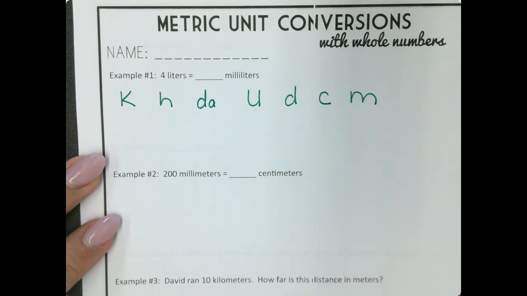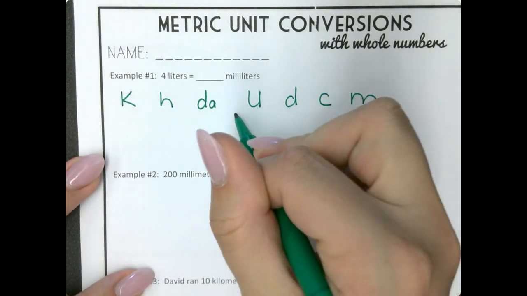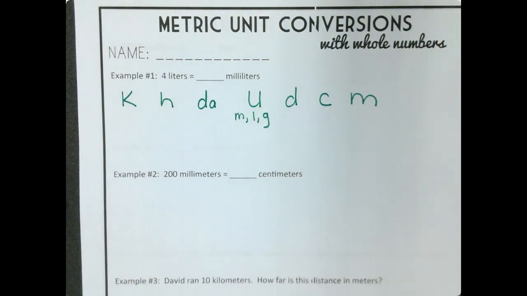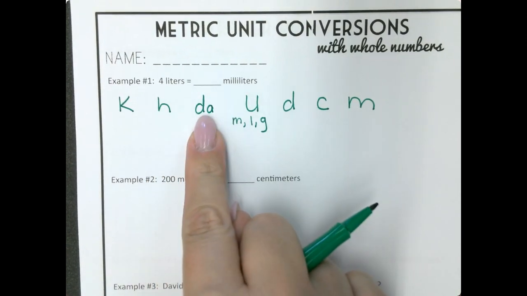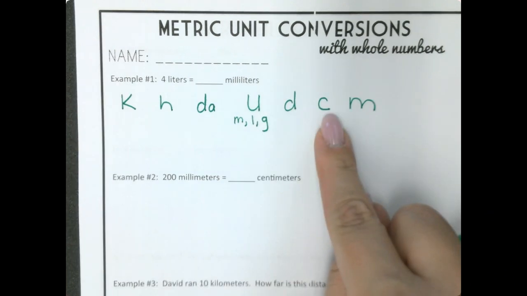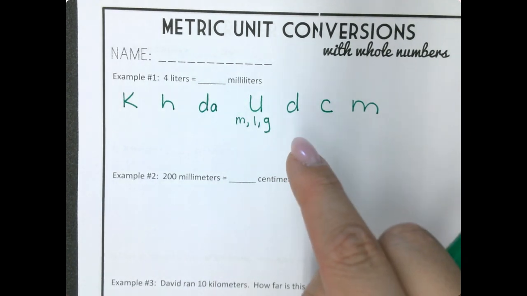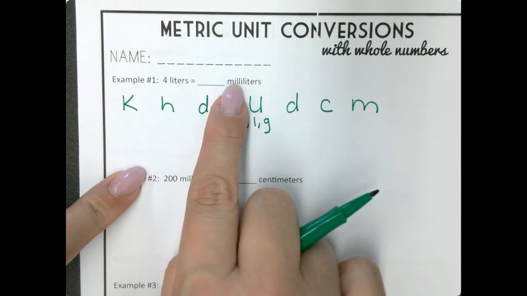This is the next page. Under our U, we always write meters, liters, grams. That's our standard unit. Then we have kilo, hecto, deca, our standard unit, deci, centi, milli. What this is asking us is to take 4 liters and convert it to milliliters.